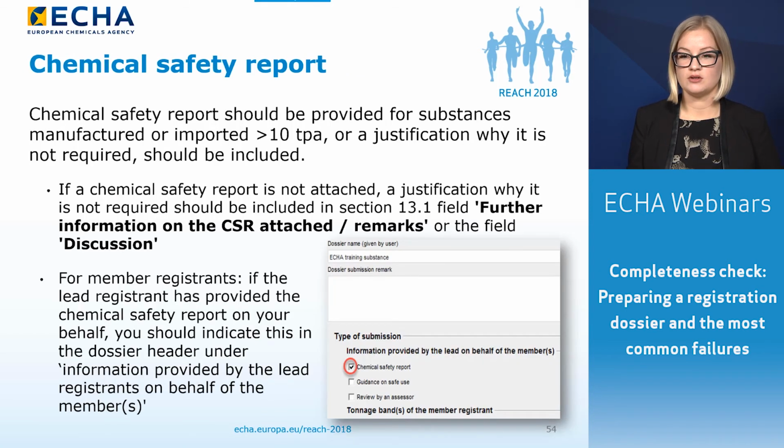Then lastly, I mention the Chemical Safety Report, or CSR for short. A chemical safety report should be provided for substances manufactured or imported at greater than 10 tons per year, or a justification why it is not required should be included. If a chemical safety report is not attached, a justification why it is not required should be included in section 13.1 under field Further Information on the CSR Attached/Remarks, or the field Discussion.